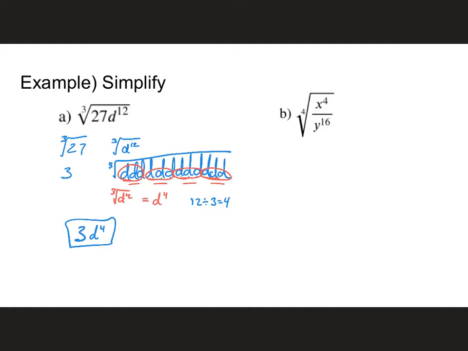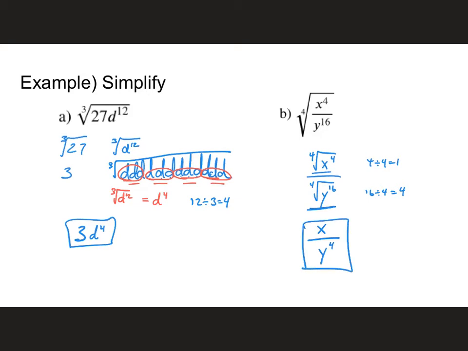When I do part B, again, don't try to rationalize the denominator here, especially when you can do the math that's here. If I divide this up, I have the fourth root of x to the fourth over the fourth root of y to the 16th power. And again, if I think of this idea of division, I know that 4 divided by 4 equals 1. So on the top of this fraction, the fourth root of x to the fourth is just going to turn into x to the first power, but again, I'm not going to write the first power. On the bottom, 16 divided by 4 is 4. So the fourth root of y to the 16th is going to turn into y to the 4th power. That is my final answer for this one.